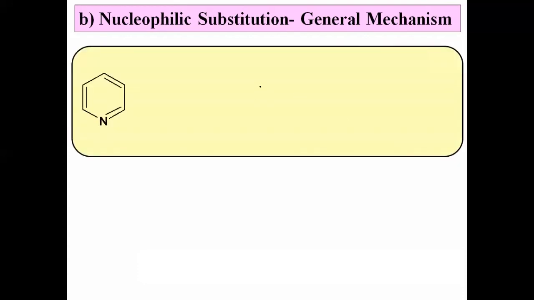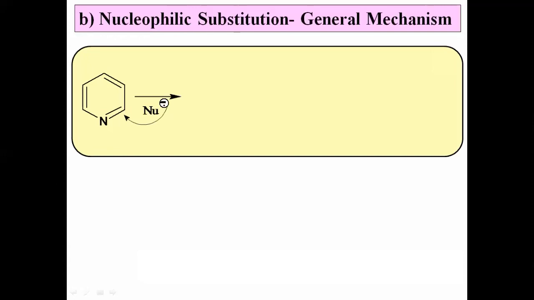This is the pyridine molecule. Now suppose a nucleophile attacks the pyridine. Let us see how the nucleophile attacks the pyridine. We know that position 2 is electron deficient. There is a positive charge, hence the nucleophile attacks position 2. The nucleophile having a negative charge means there is an electron pair.